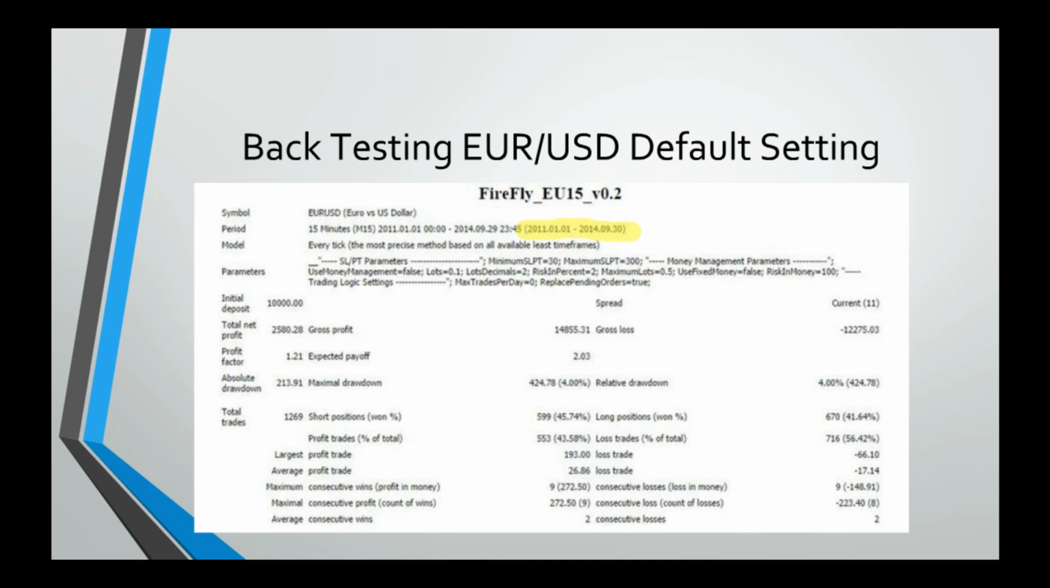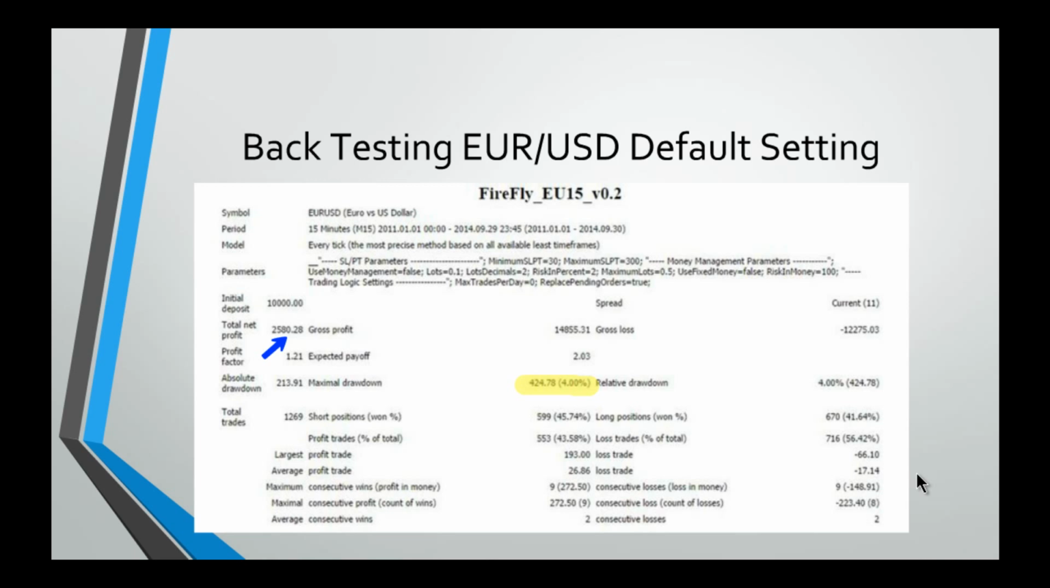So let's have a look at how this has been tested. You'll probably have to increase your window size to see this, but this is a back test. What is a back test? A back test looks at all the previous history of trading. In this instance, we looked at 2011 through to 2014, and if you had run this, you would have achieved around 25% total net profit over that period of time.